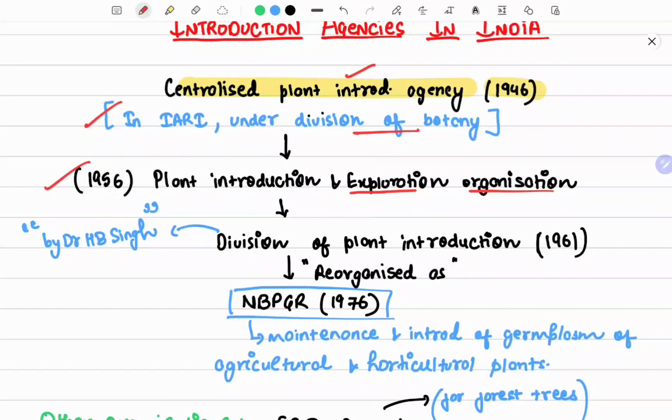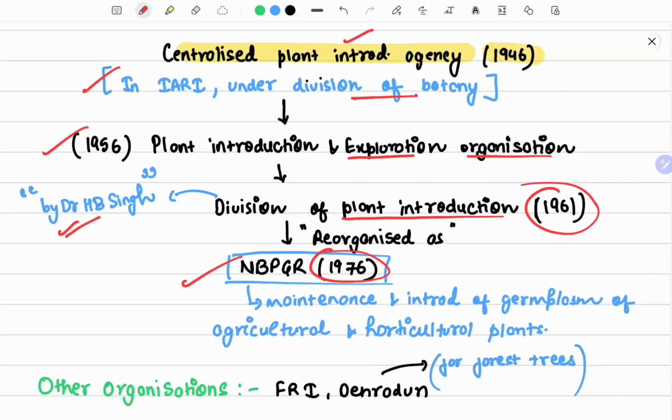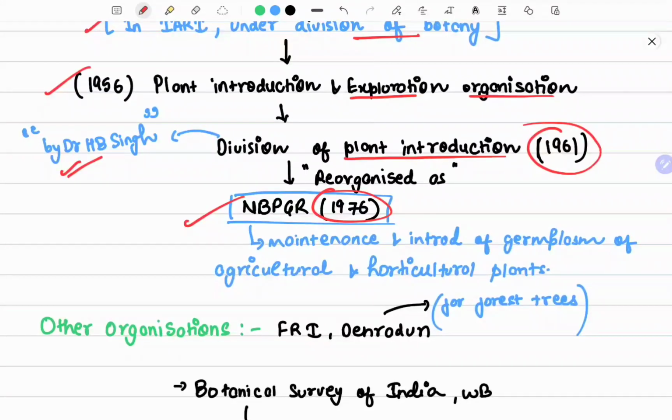The name was changed later by Dr. H.B. Singh. A division of plant introduction was separately founded, and it was later reorganized as NBPGR, which we now know. It was reorganized in 1976, and the main function of NBPGR, as we all know, is the maintenance and introduction of germplasm of agriculture and horticulture plants.